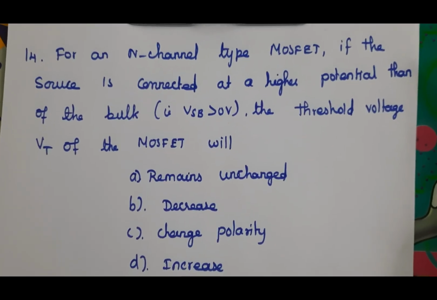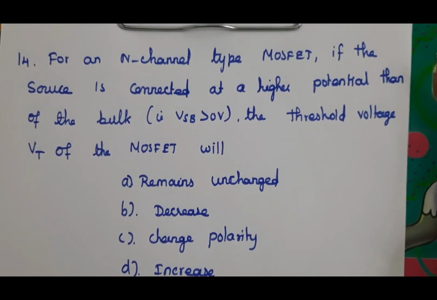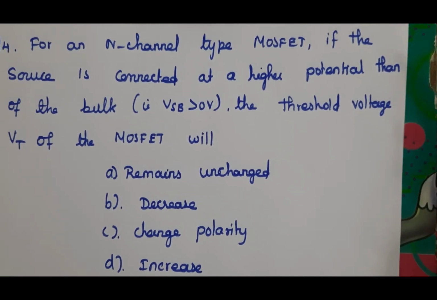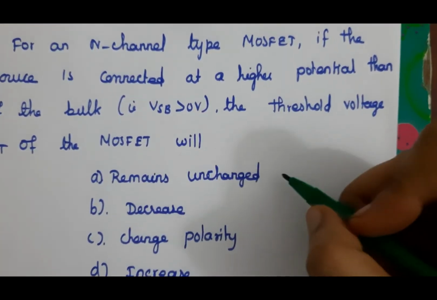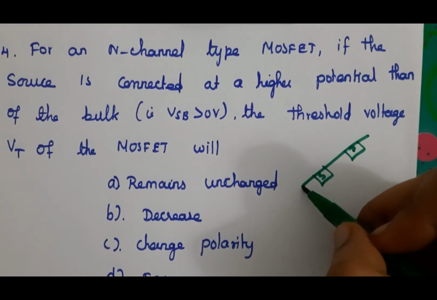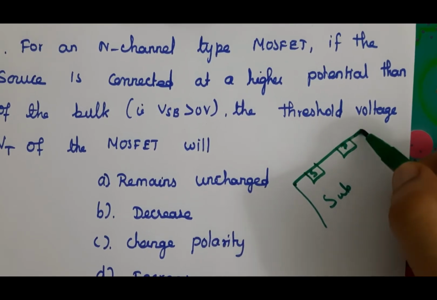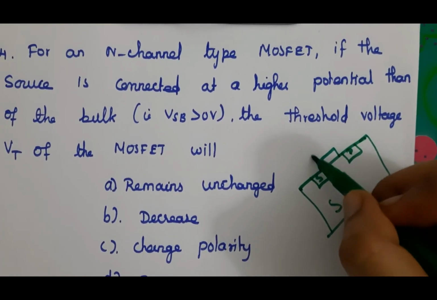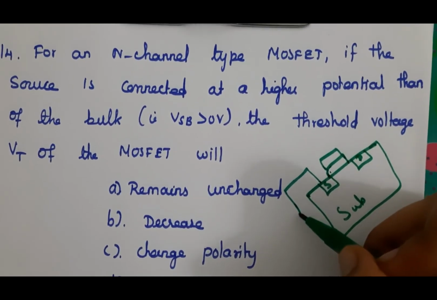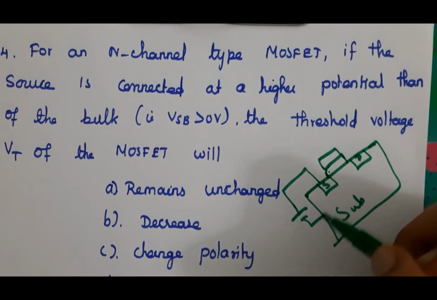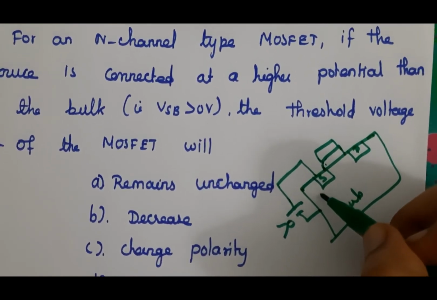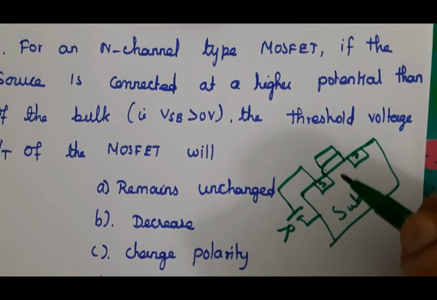Next question: for an N-channel MOSFET, if the source is connected at a higher potential than the bulk, the threshold voltage VT of the MOSFET will. Now this is the source, this is the drain, and this is known as the substrate. This is the basic MOSFET. The voltage between the source and substrate being greater than 0 means reverse current, forming a PN junction diode across the source and substrate.